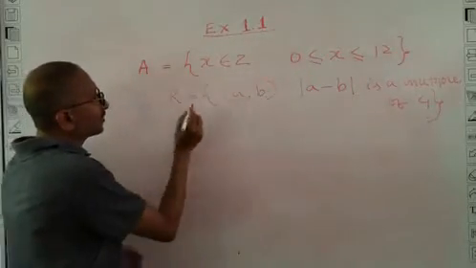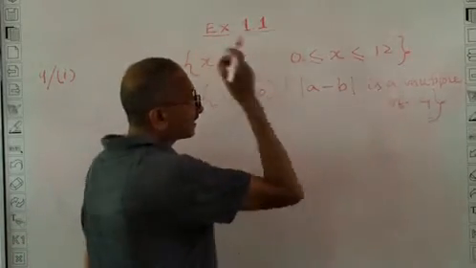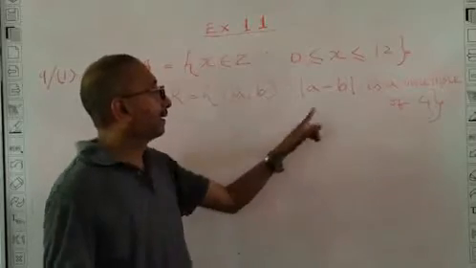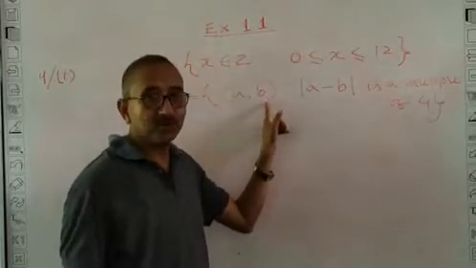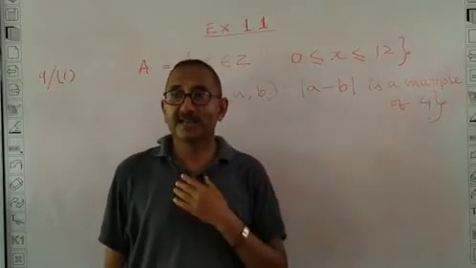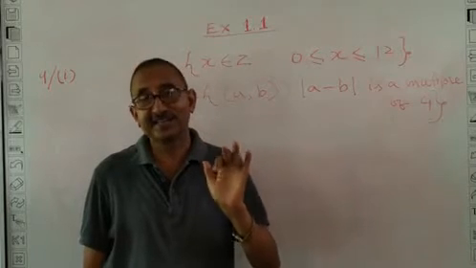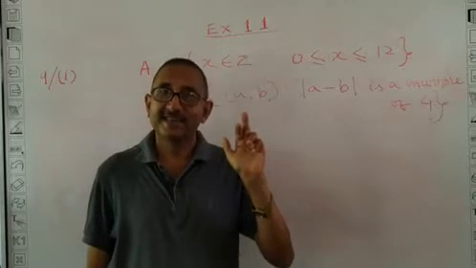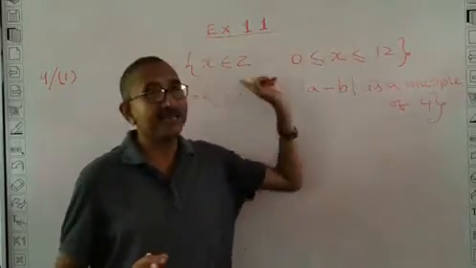In set A, the relation is defined as A is related to B if A minus B is a multiple of 4. That is, if the modulus of A minus B is a multiple of 4, or A minus B is divisible by 4, then A is related to B. You are asked to show that it is an equivalence relation. We have already discussed reflexive, symmetric, and transitive relations. If a relation is reflexive, symmetric, and transitive, then that relation is said to be an equivalence relation.